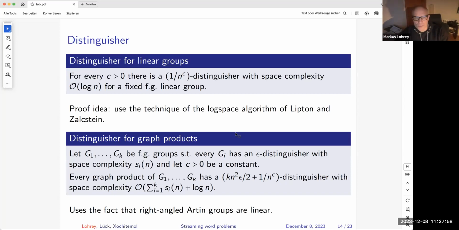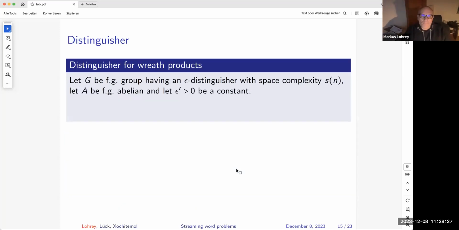But the point is the following. If we start with the linear groups, then you can make the epsilon very, very small, 1 over n to some constant. If you make it, let's say, 1 over n to the power of 3, then the n square is not so bad anymore. You still get a small number, much smaller than 1. So this is the idea here.